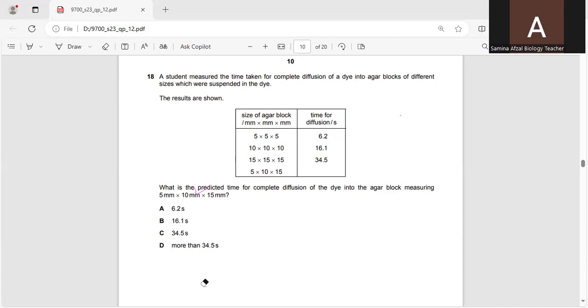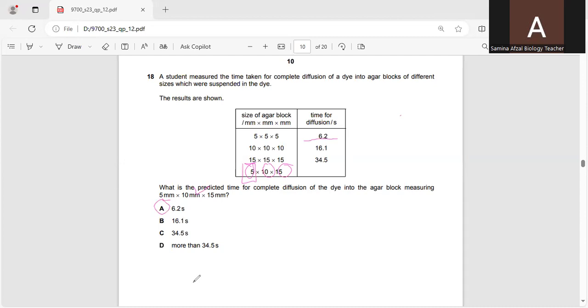So here you can see 5, 10 and 15. So one side is 5 millimeters. So the time for diffusion will be the same as it was in the first case, 6.2. So option A is the correct option.